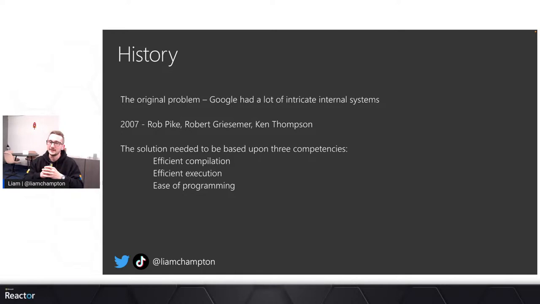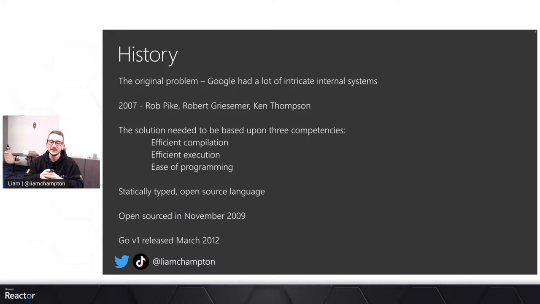So they looked around, they looked at C, C++, Java, Python, etc. Nothing really fit the bill at that time. So they thought, let's create something. So this is when Go was created, and it's a statically typed open source language. It open sourced in November 2009, but the first stable release of version 1 wasn't until March 2012. Now, that's only 10 years ago, okay? That's really not that long ago if you think about it in a timeline, right?